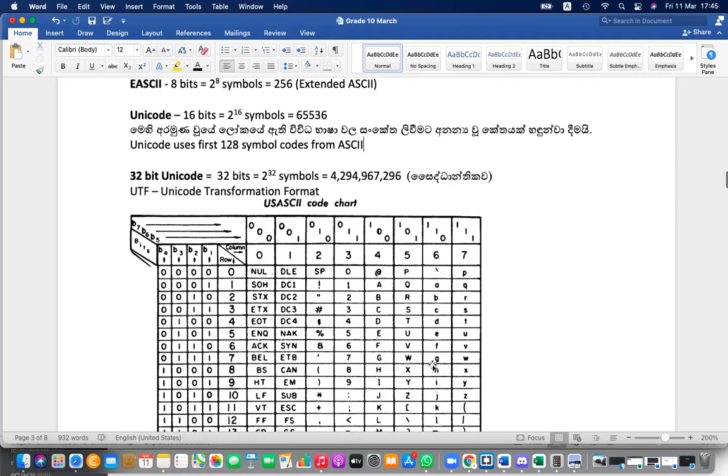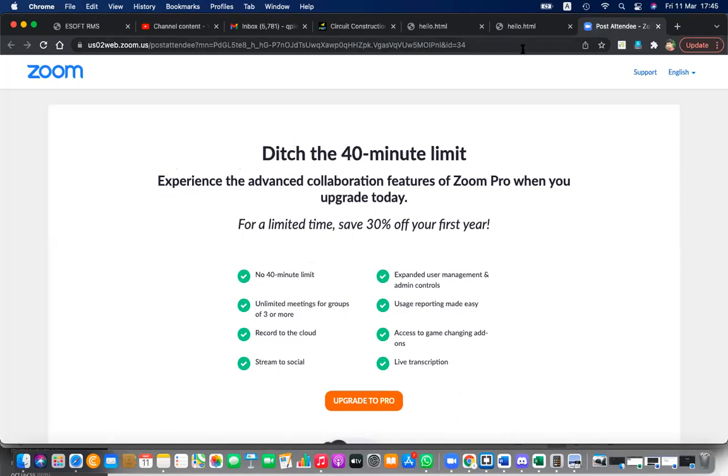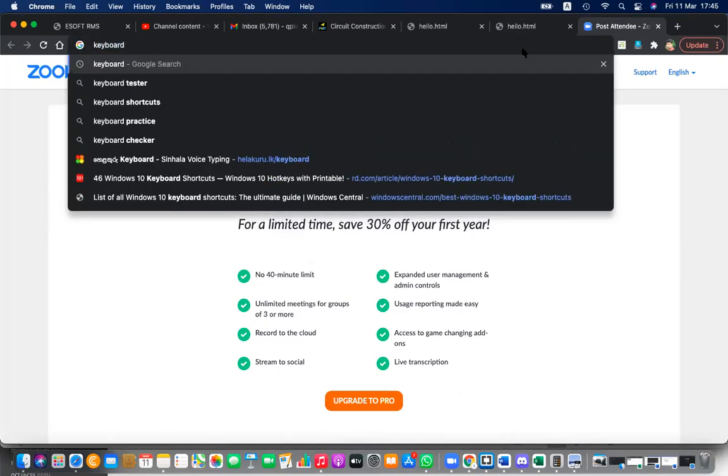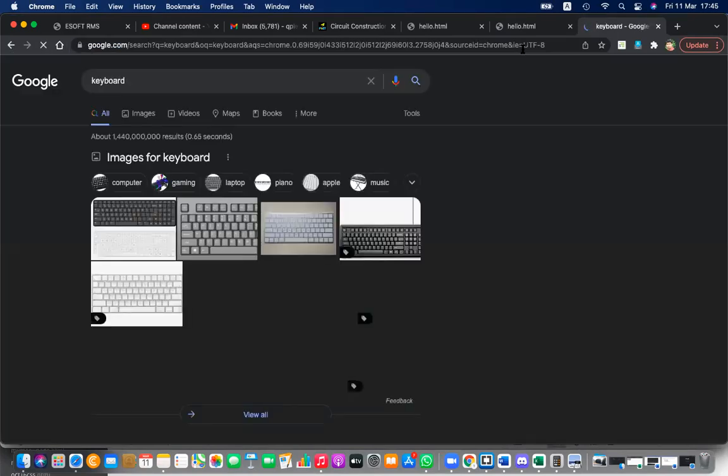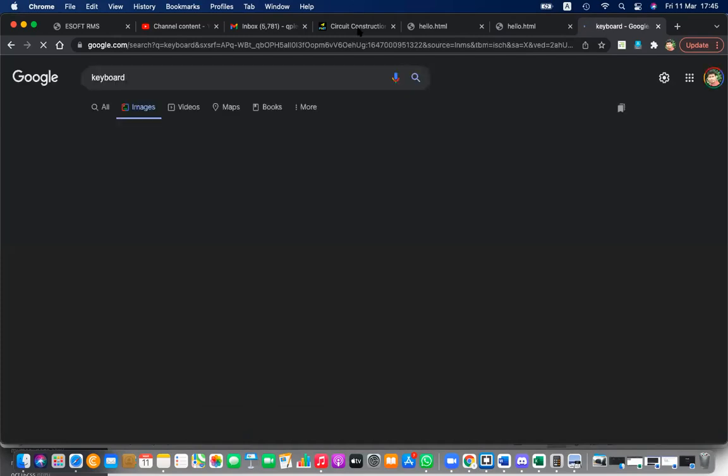If you want to try ASCII code, you can do this with a general keyboard. How to do that? You have to use the keyboard. But when you're using the keyboard, there should be a section for this, that is your numlock pad.